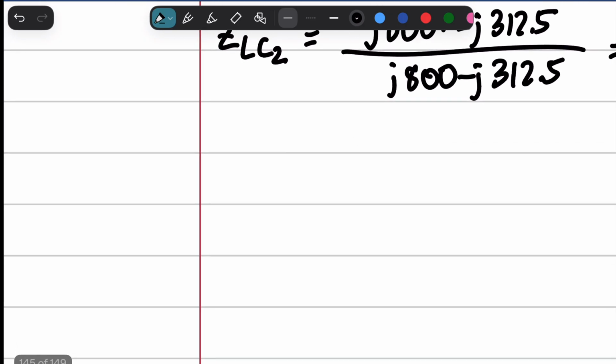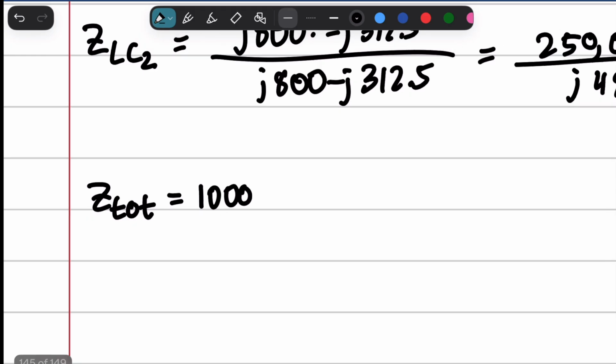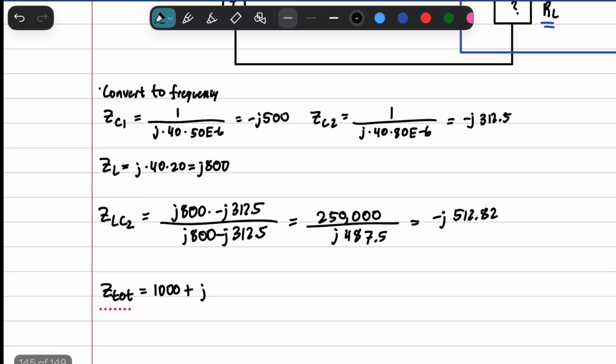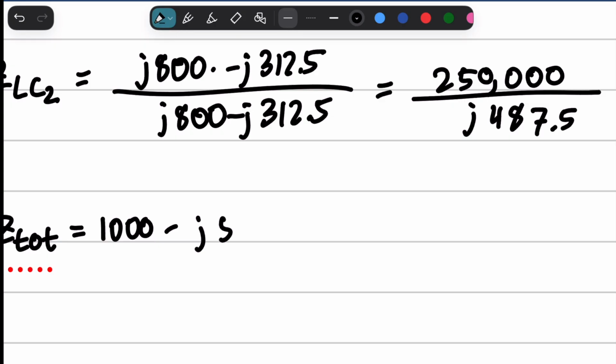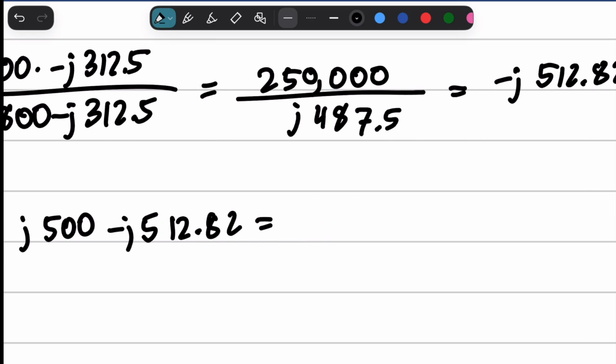And now we can say that this is in series with this and is in series with this. So our Z total is simply just going to add all of those things together, and we're going to get our 1k ohms, and we're going to add them up to negative j500 minus j512.82, which is just equal to 1000 minus j1012.